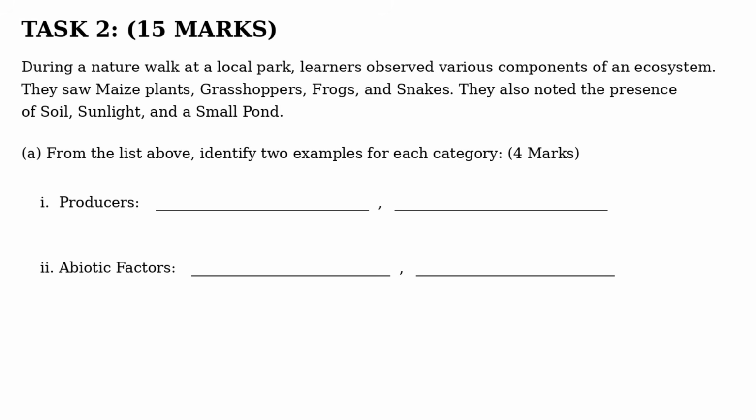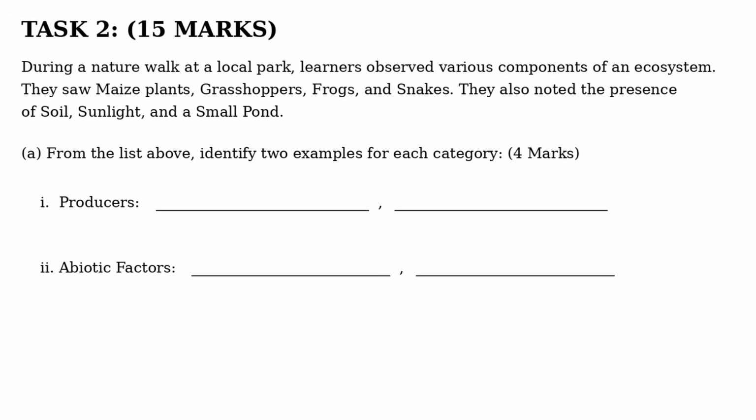It says that during a nature walk at a local park, learners observed various components of an ecosystem. They saw maize plants, grasshoppers, frogs, and snakes. They also noted the presence of soil, sunlight, and a small pond. From the list above, identify 2 samples for each category. Number 1, producers. Now, you are supposed to identify the producers.